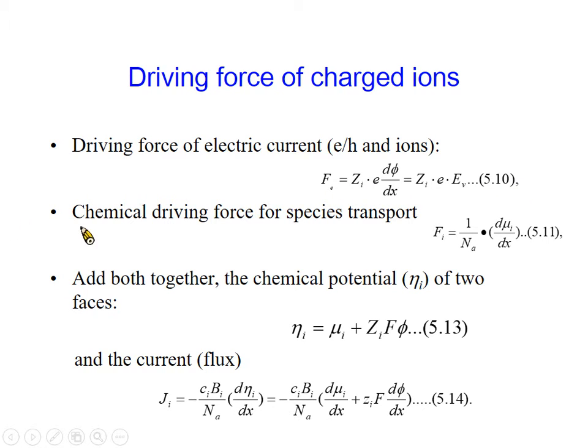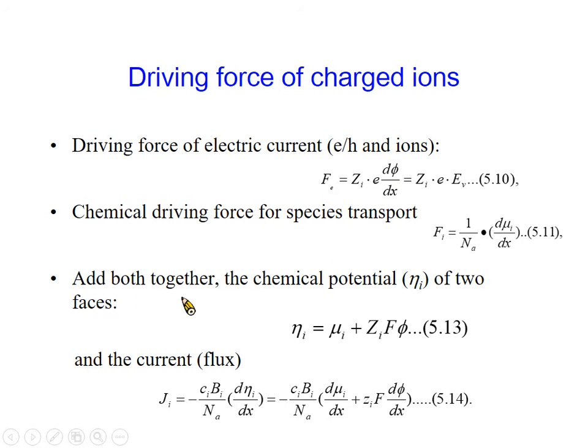The other driving force comes from the chemical driving force, which means that if you have a higher concentration of oxygen, it flows from high concentration to low concentration. It also gives a driving force. So the driving force from the chemical aspect can be written like this, where N is Avogadro's number, and du dx is the chemical potential along the concentration.